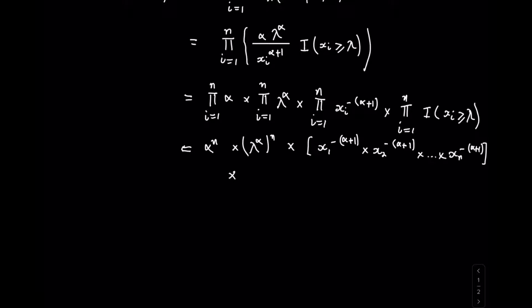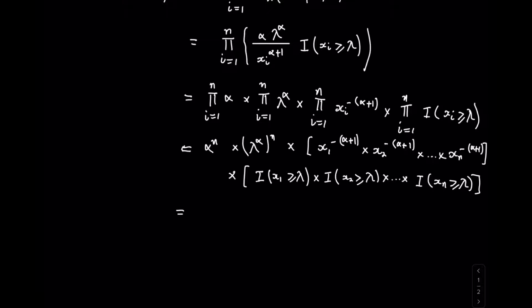And of course that's that part expanded there, and now I'm also going to expand the indicator functions out as well. So quite simply, that next component is the indicator function x1 greater than or equal to lambda times the indicator function of x2 greater than or equal to lambda times dot dot dot times the indicator function that xn is greater than or equal to lambda.